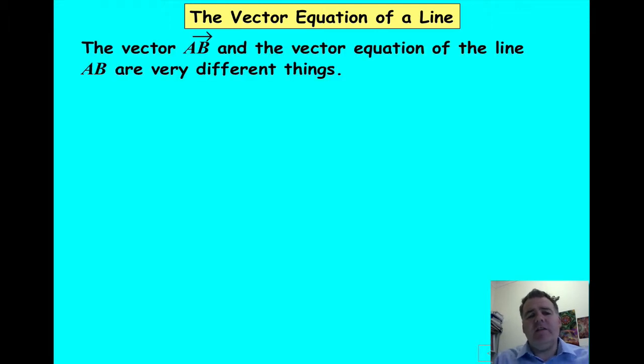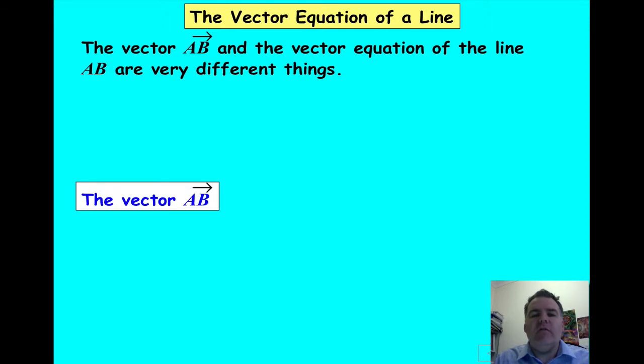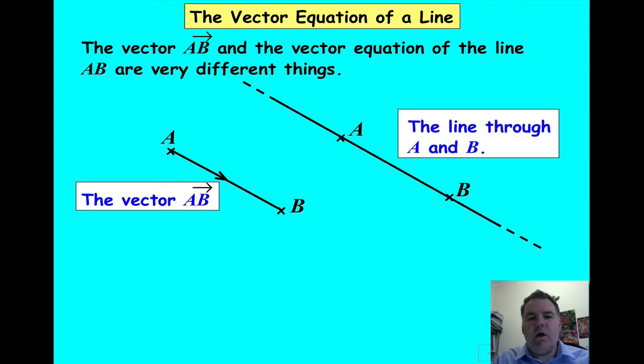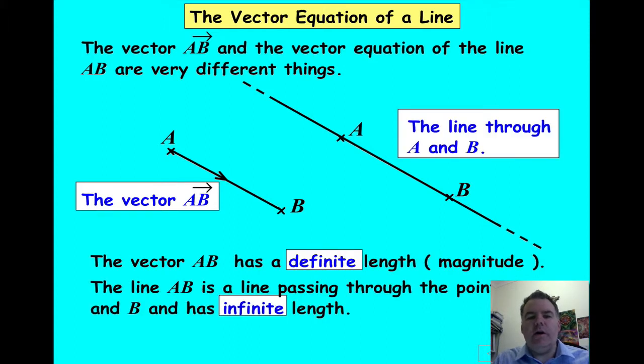So, first of all, there is a difference between the vector and the equation of a line. The vector has a specified length. It's only the line that goes between A and B. What we're going to develop here is an equation for this line that goes through A and B but continues on past A and B. So the equation, that infinitely long line.